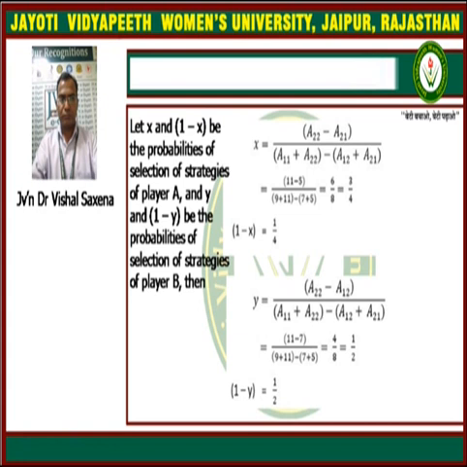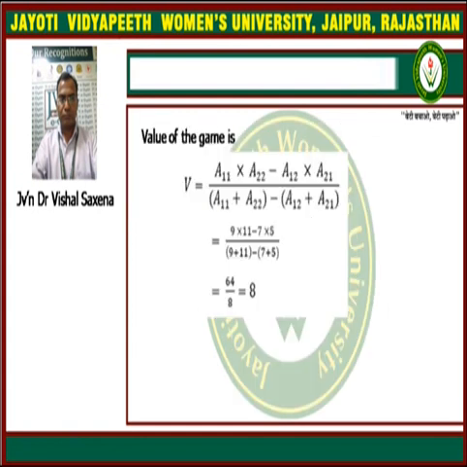Therefore the value of 1 minus x will be 1 upon 4, and in the same way the probability y can be determined by this formula: (A22 minus A12) upon (A11 plus A22 minus A12 plus A21), and when we put in the values it becomes 1 upon 2, and therefore 1 minus y is equal to 1 upon 2. In this way we have found the values of x, y, 1 minus x and 1 minus y.